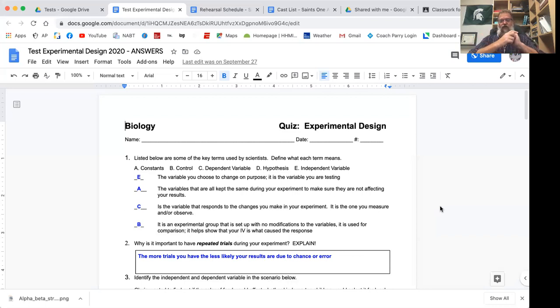And the other term that you'll see in the list is hypotheses. Hypotheses is the educated prediction that you have for how your independent variable changes will affect your dependent variable.